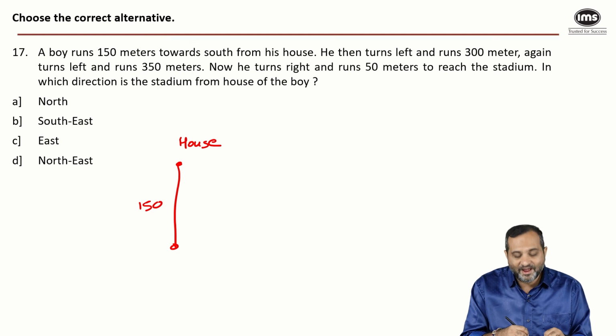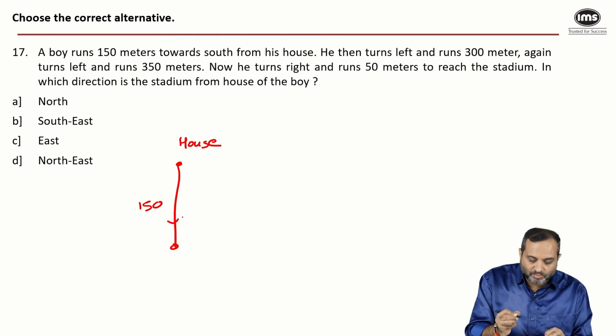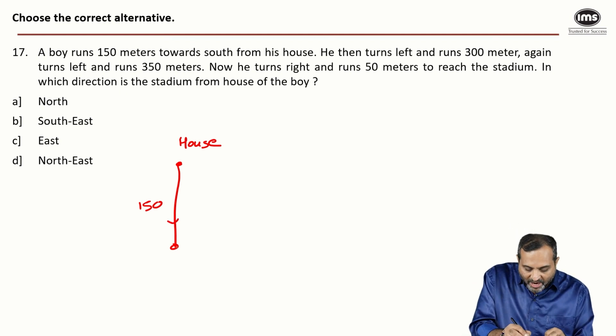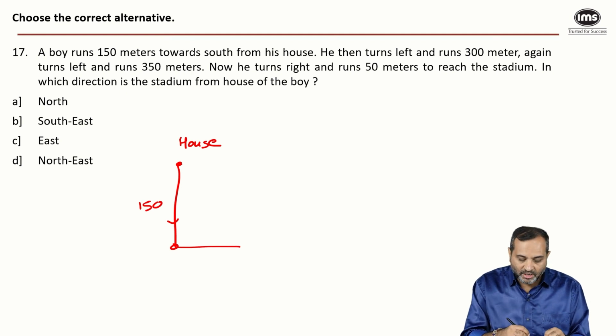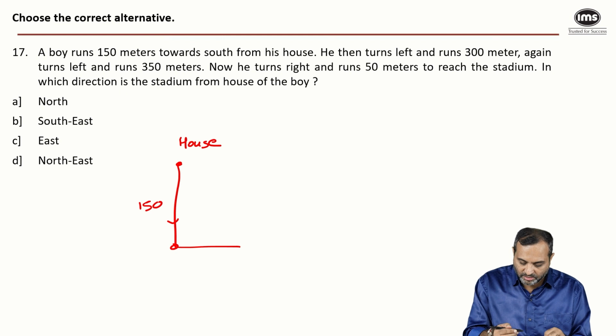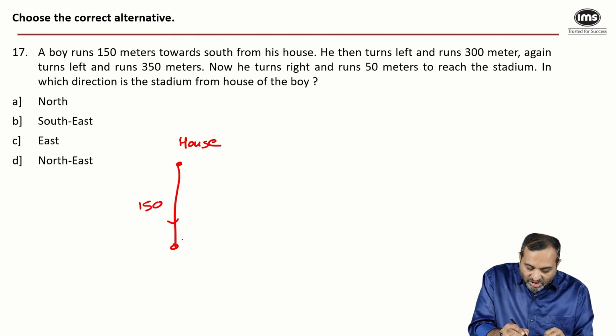He then turns left. Now this is the direction that he has moved. So this is where he will go for his left. He turns left and runs 300 meters.